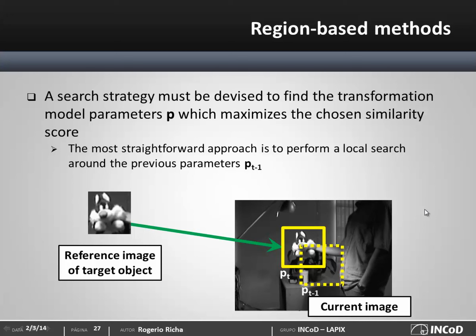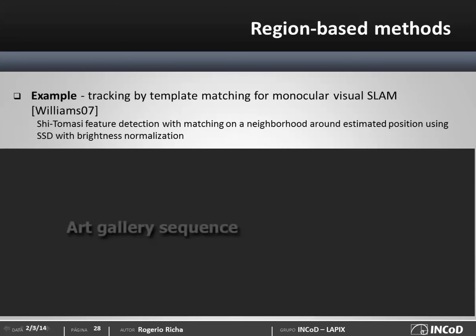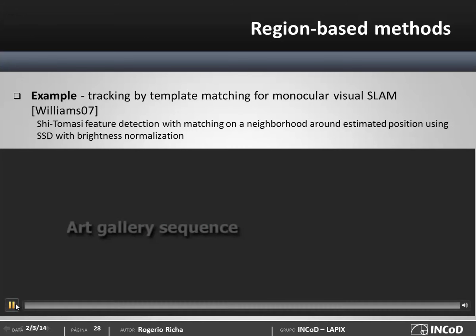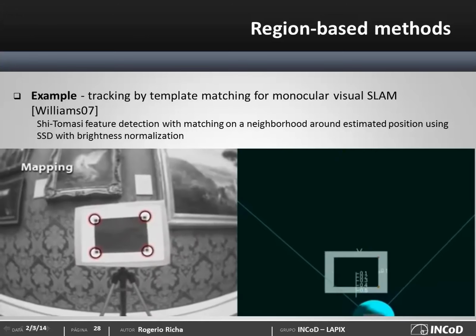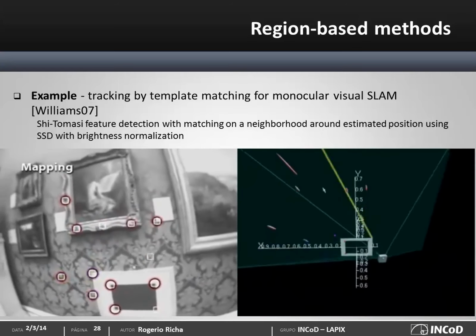So the most simple approach is to do an exhaustive search on the neighborhood around the previous parameters p at time t-1. So in the case of the translation model, this means searching on a plus minus delta region around the position of the target object in the previous frame. One may think that this is a very naive approach, but it's been used in a huge variety of applications, such as, for instance, monocular SLAM.